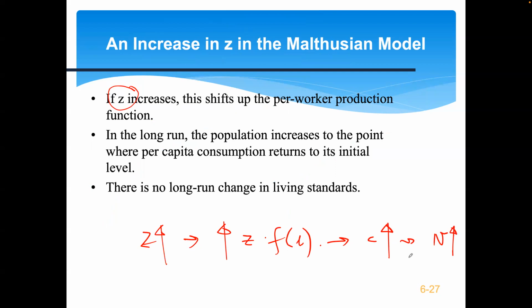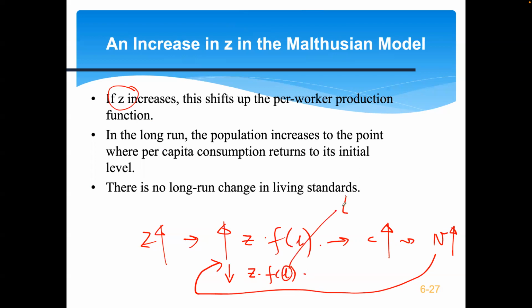But now we have a feedback effect. N increases, population grows. So that's going to drag down F of L. Why? It's because L per worker equals L divided by N. N increases, the entire thing decreases. The entire thing decreasing leads to F of L decreasing. So hence this C is going to decrease.